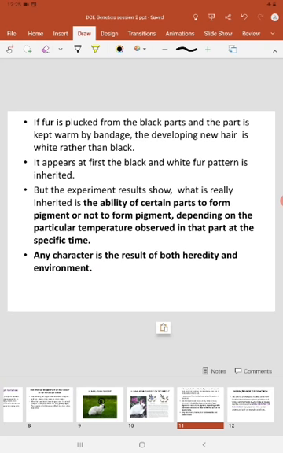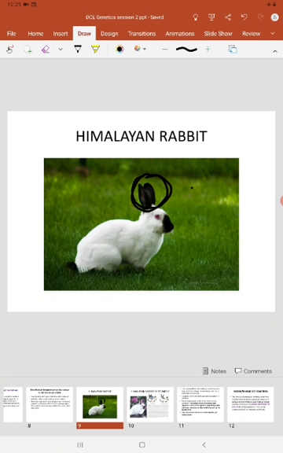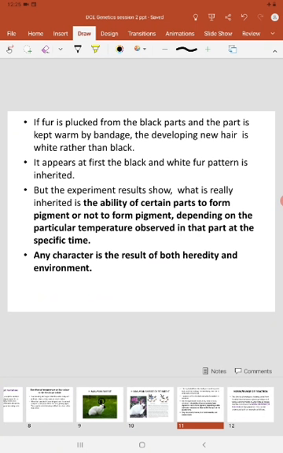Initially, when we notice the Himalayan rabbit, which is a true breeding variety, the color pattern remains the same even after many generations. So we assumed that the color pattern is inherited. But after conducting these two experiments, it clearly indicates that what is really inherited is the ability of certain parts to form the pigment or not to form the pigment, depending on the particular temperature observed in that part at the time of growth of the fur.